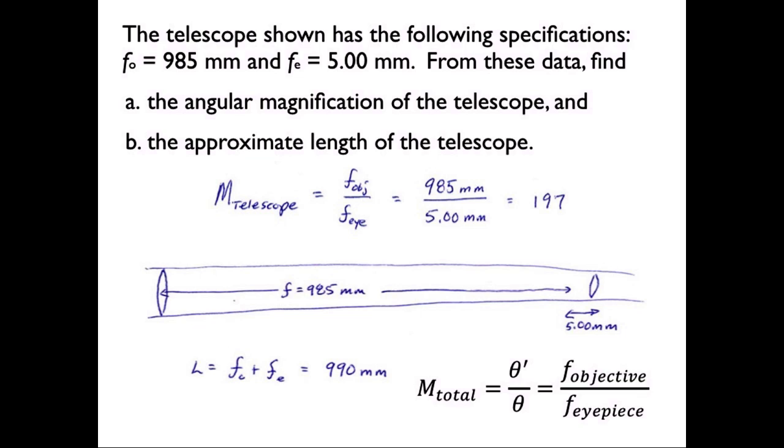We're going to make something take up 197 times the angle in our field of vision as it would if we were not using this telescope. Because in a telescope we want to arrange the two lenses so that their focal points lie basically at the same location, the approximate length of the telescope is just going to be the sum of those two. So I've got 985 millimeters for the focal length of my objective lens, 5 millimeters for the focal length of my eyepiece lens, which means the needed length of the telescope is the sum of those two, or 990 millimeters.